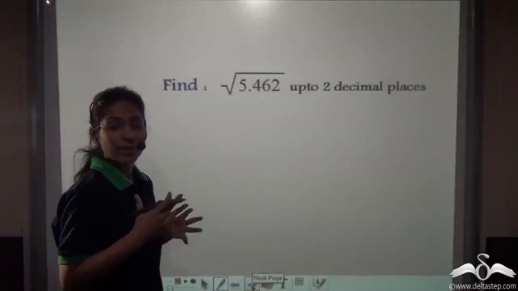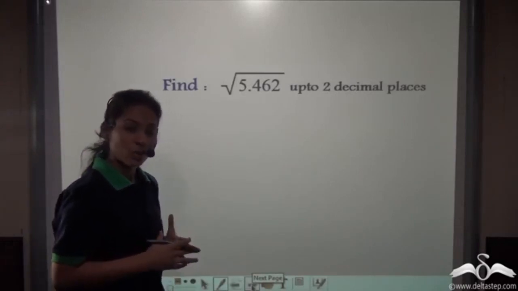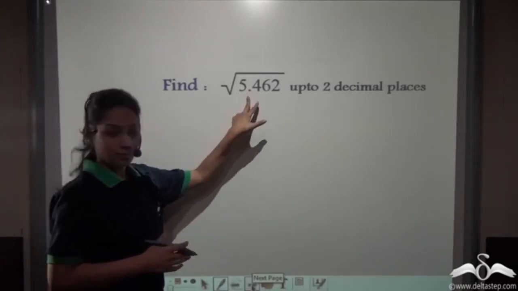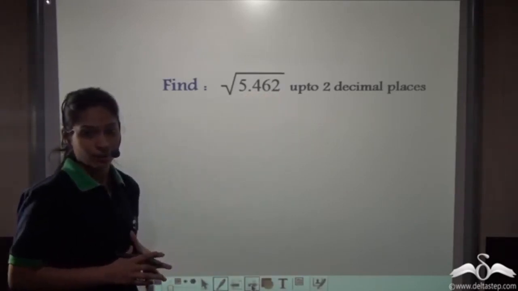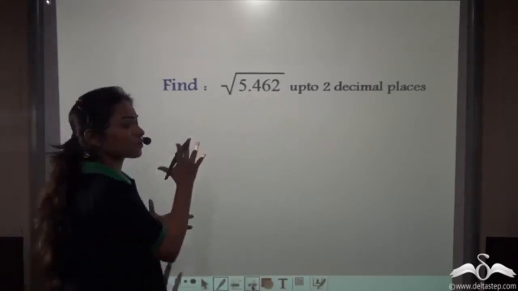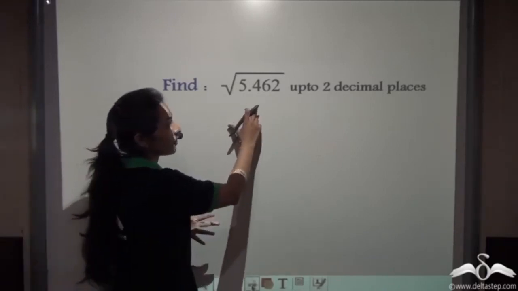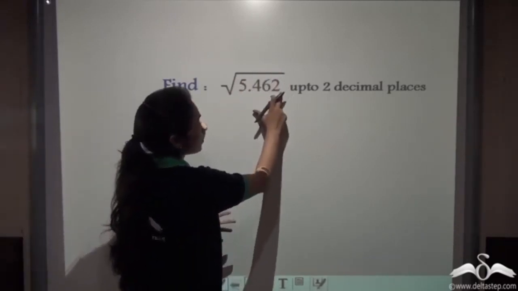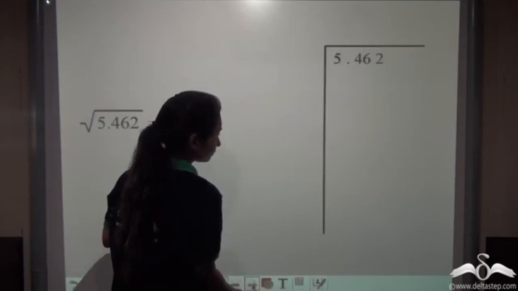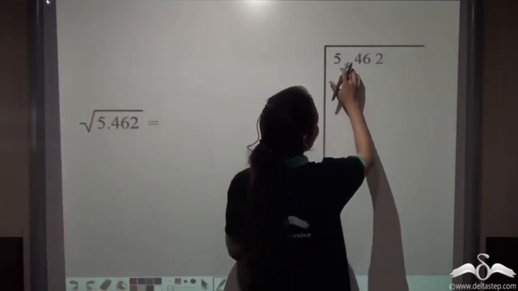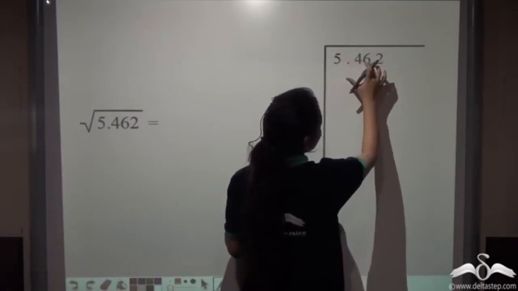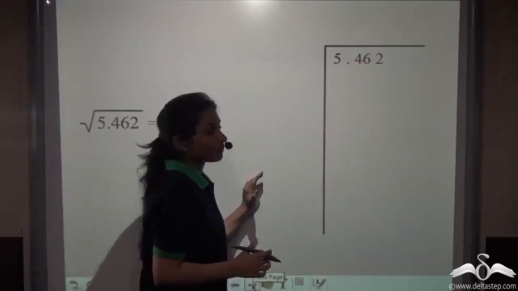Now, every time a decimal number may or may not be a square number. So here there is a number, say 5.462. This is not a square number. Or say, I am not sure whether this is a square number or not. So now let us find out the square root of this number. Well, if you notice closely, you can see that both ways the pairs of digits cannot be grouped.